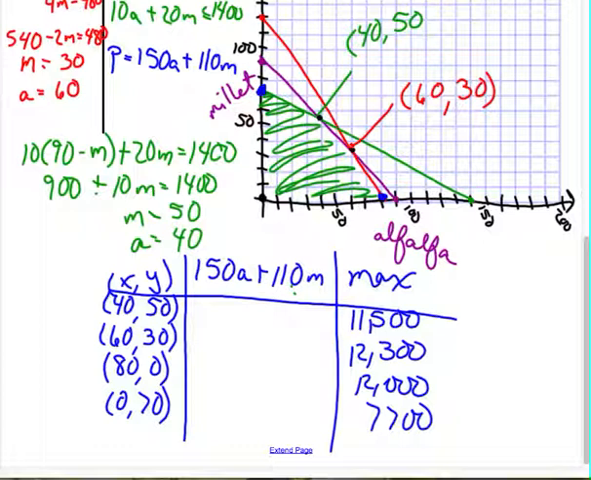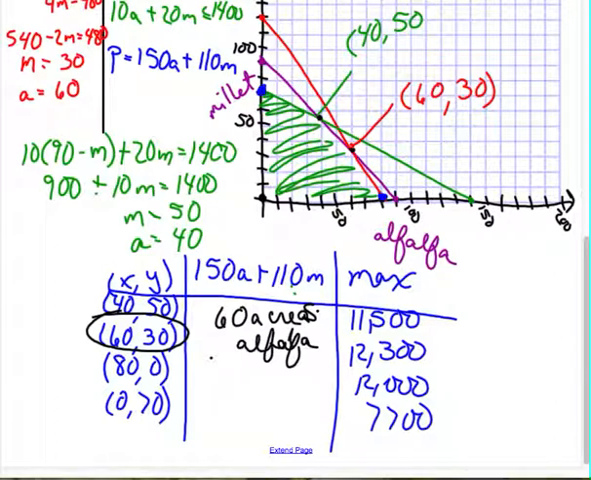So my second one, again, you have to somehow make a note that planting 60 acres of alfalfa and 30 acres of millet will maximize profit. 60 acres alfalfa and 30 acres of millet. And it makes sense that he would use his entire field. The last 2 ordered pairs, he's got 10 and 20 acres of his field that he's not planting. So of course that's not going to help maximize his profit.